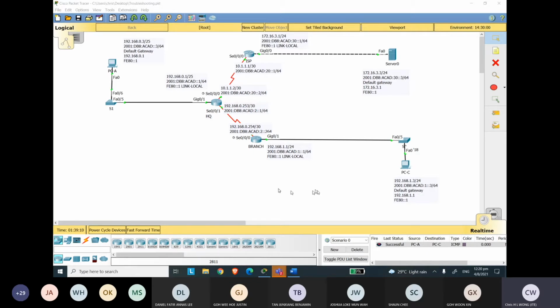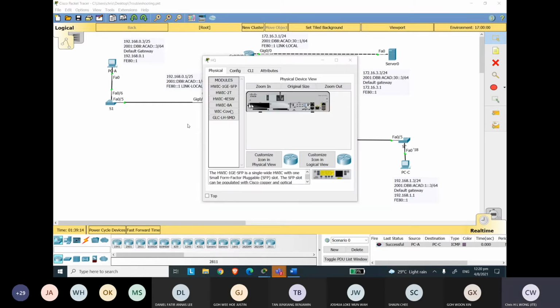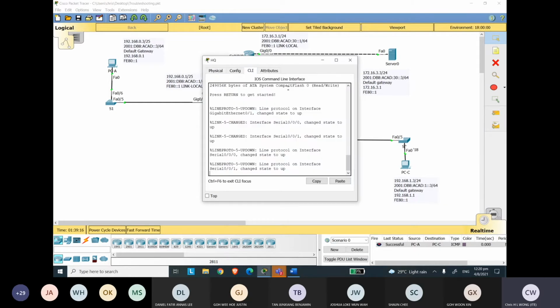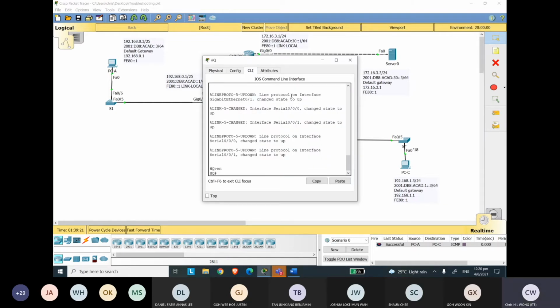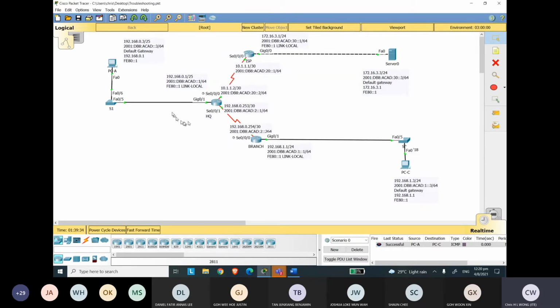I want you to go to the router. Just follow step by step. HQ router. Enable it, go to your privilege mode. Right now, after all the static routing that is configured on the router, when we try to ping from HQ to the web server, it doesn't work.